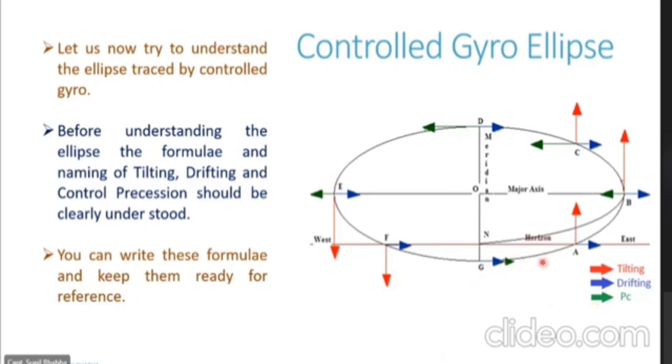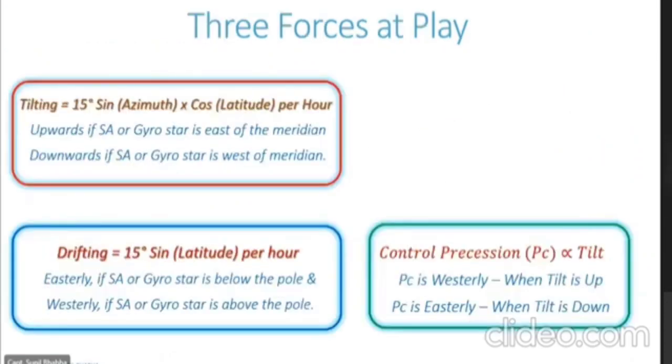Now, before we analyze and understand this ellipse in detail, it will be very helpful if we have the formulas for tilting, drifting, and control precession refreshed in our mind. It will be better if you have those formulas in front of you, and you can have a look at them when you are understanding. Let me also revise these formulas once again. The first is the tilting formula, which is 15 degrees sine of azimuth cos of latitude per hour. The tilting is upwards if the spin axis or the gyrostar is east of the meridian, and the tilting is downwards if the spin axis or gyrostar is west of the meridian. It is represented by the red color arrow, so that's why you see a red box around it.